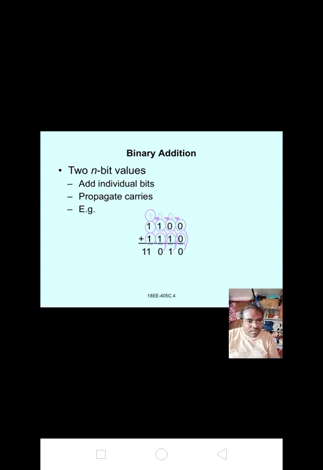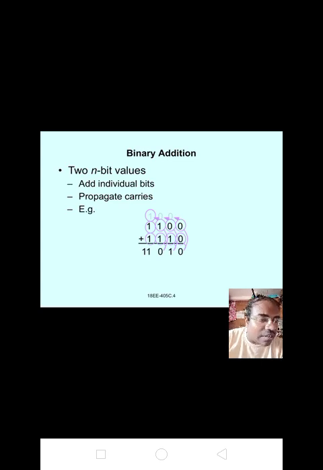0 plus 1 is 1. 0 plus 1 is 1. 1 plus 1 is 0, carry 1. 1 plus 1 is 0. The carry is 1. So the value is 1 0 1.